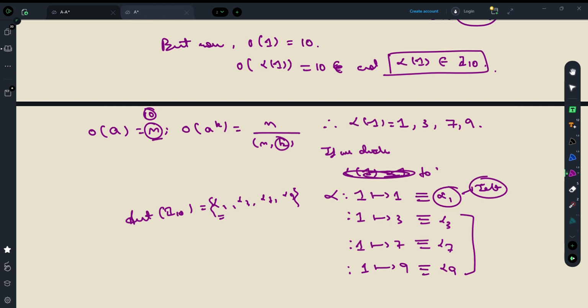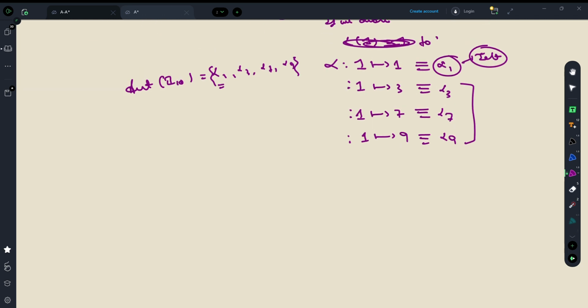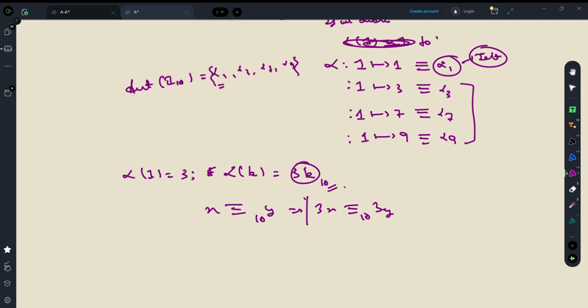And the rest follows immediately, right? If I map alpha 1 to 3, then alpha k will be mapped to 3k, right? Let me just show the case for only alpha 3. That alpha 3 is a well-defined map is quite obvious, because if alpha 1 is 3, then alpha of k is 3k, but we know that this is modulo 10, right? And we know that if x is congruent to y modulo 10, then 3x is congruent to 3y modulo 10. So indeed, this map is well defined, right?